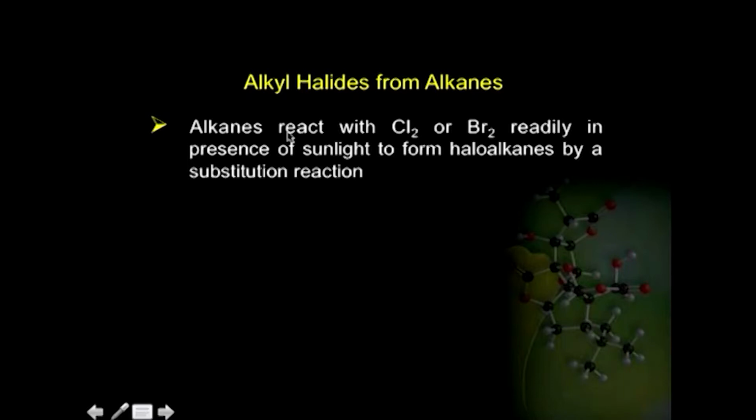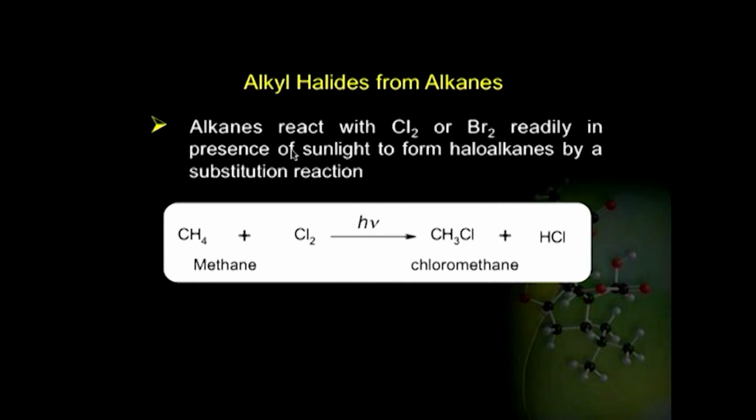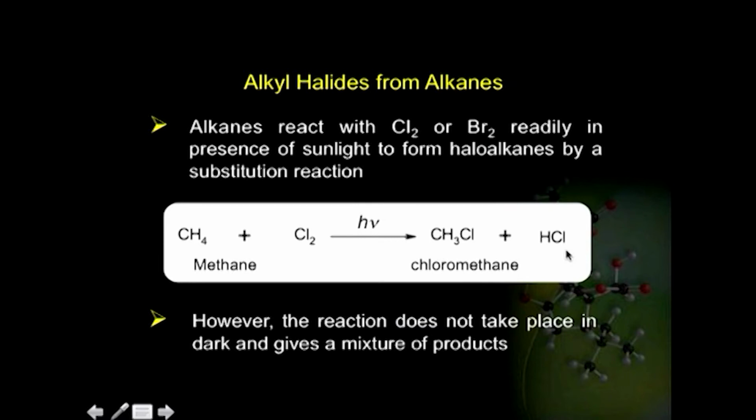So, we start with the preparation of alkyl halides from alkanes. Alkyl halides can be prepared from alkanes by making the alkanes react with Cl2 or Br2 readily in presence of sunlight to form haloalkanes by a substitution reaction. For example, methane reacts with chlorine molecule in presence of sunlight to form chloromethane and hydrogen chloride. However, this reaction does not take place in dark and gives a mixture of products.